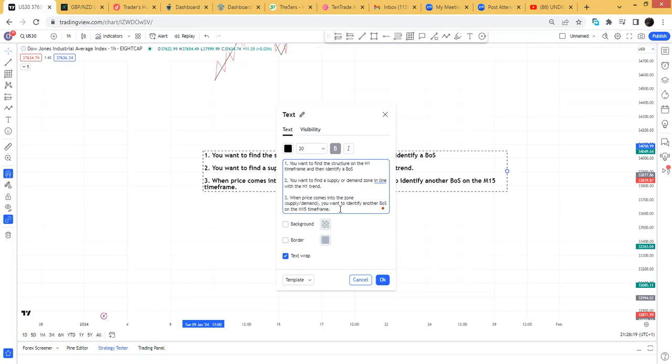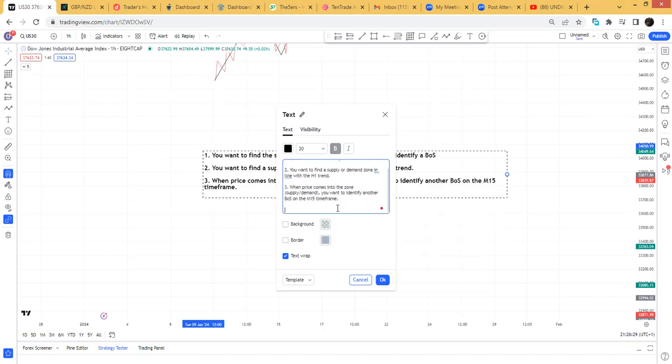Again, whatever happens on the higher time frame is going to happen on the lower time frame. And you guys will see exactly what I'm talking about when I draw it out. And the final thing you want to do is sell or buy. You want to sell if you marked out a supply zone. You want to buy if you marked out a demand zone.